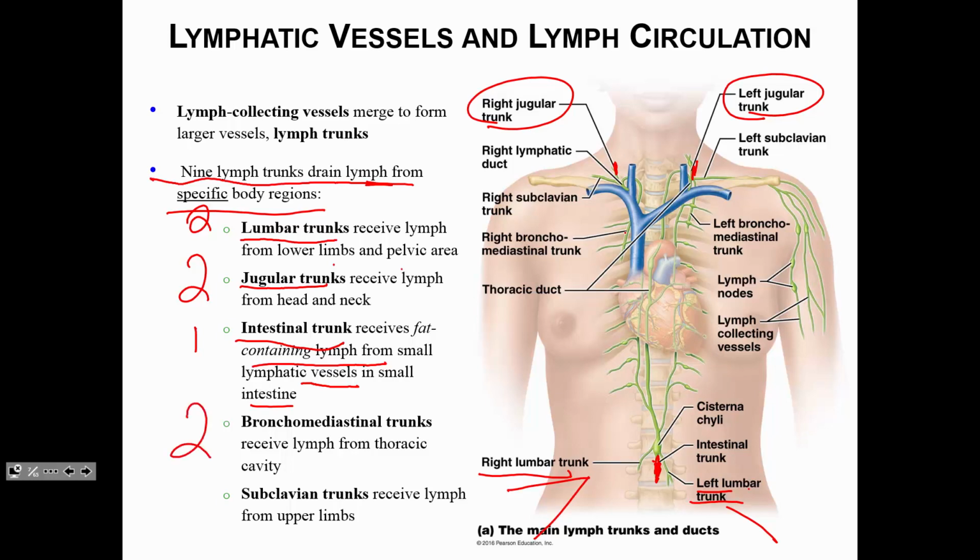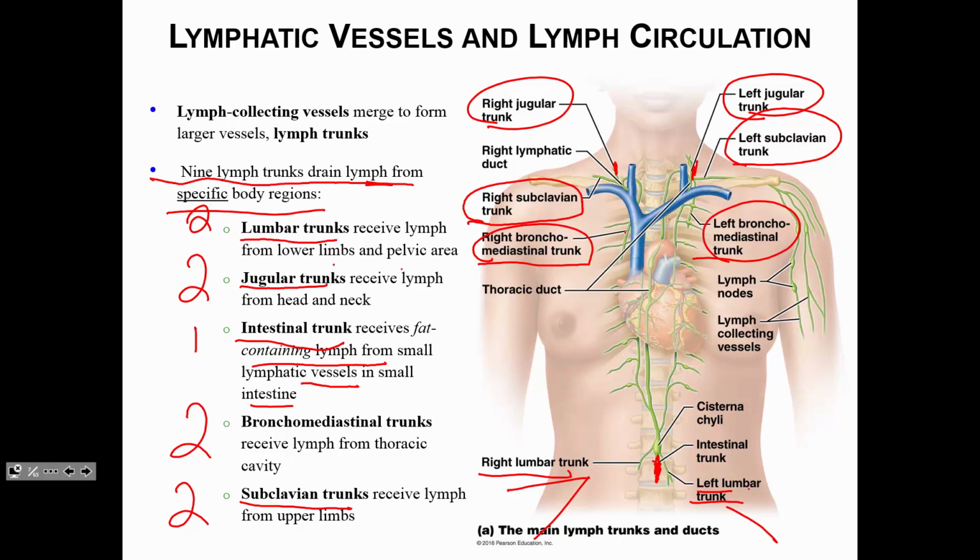Then we're going to have the bronchomediastinal trunks, and you have two of them. They're going to get lymph from the thoracic cavity. So you're going to have the right bronchomediastinal trunk, right side, and then you're going to have the left. And then finally you have two subclavian trunks, and they're going to get lymph from the upper limbs. So you're going to have the right subclavian trunk and the left subclavian trunk. And again, right is going to get the right arm, left is going to get the left arm. So that gives you 2, 4, 6, 8, 9 lymphatic trunks.